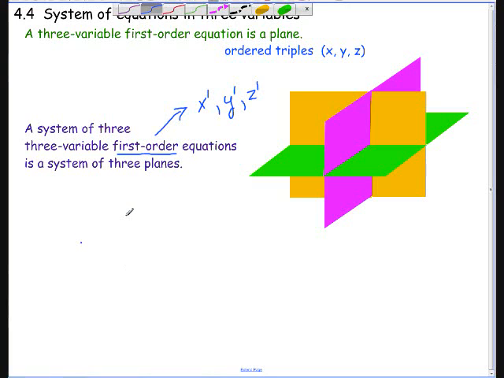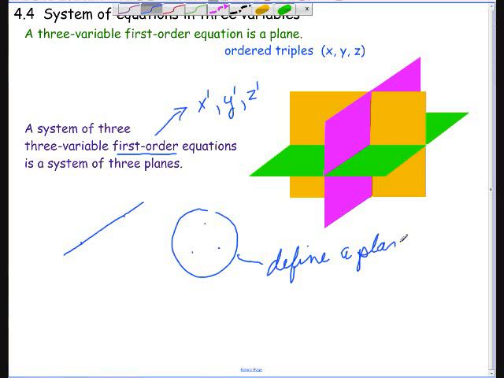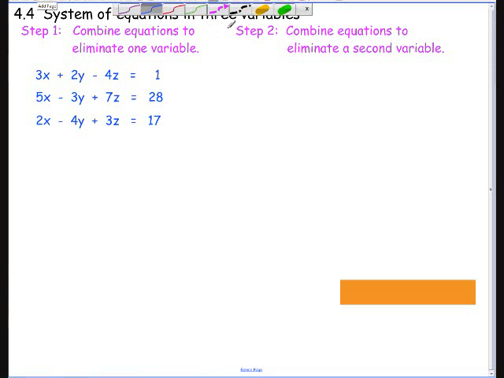So this is representing a system of 3 variable first order equations in a system of 3 planes. We know that 2 points define a line. We also remember from geometry that 3 points define a plane. We're going to go through an example here. It's the best way to learn it, isn't it? So I have, are these all first order equations? Yes. So I have 3 variable first order equations.